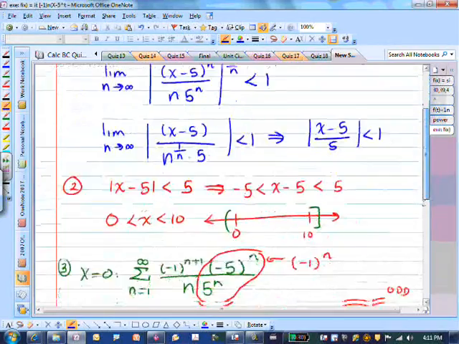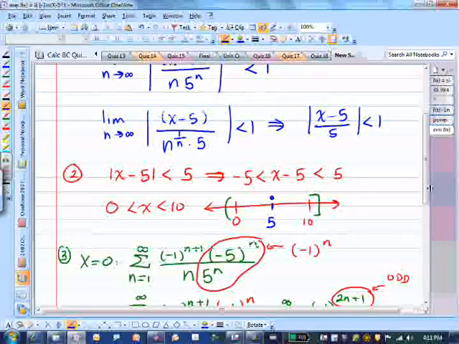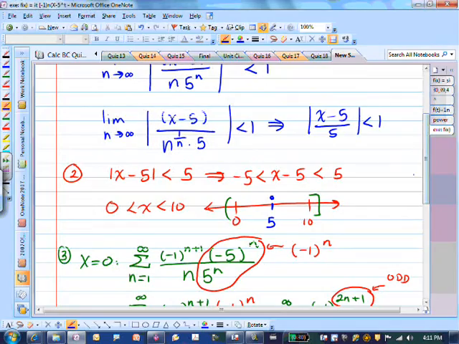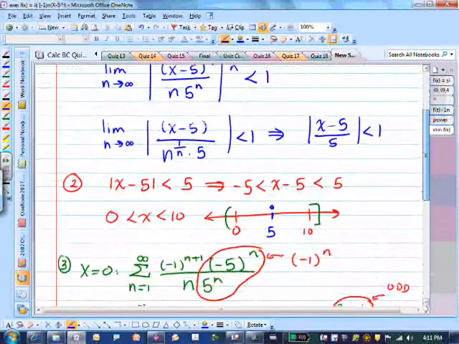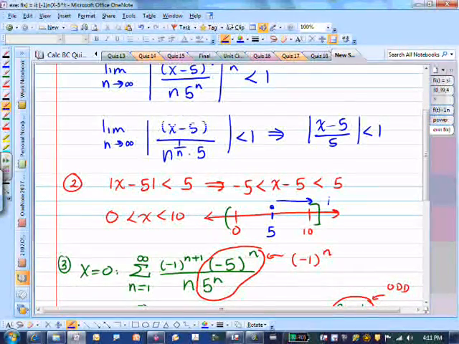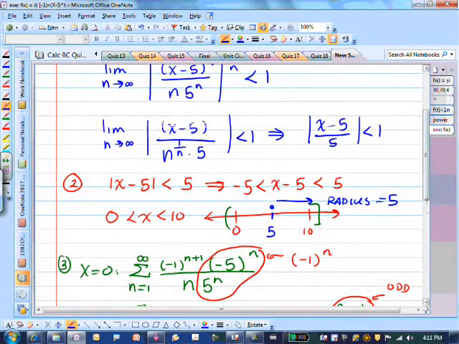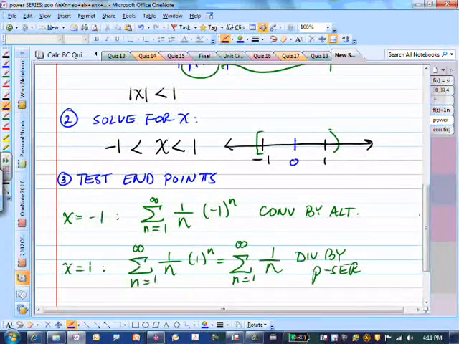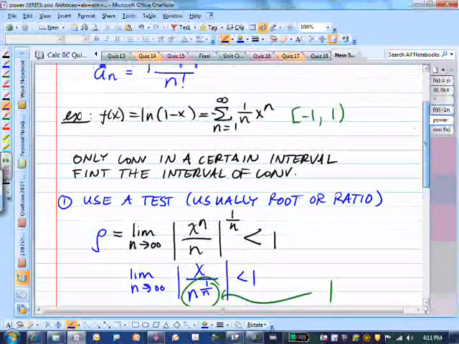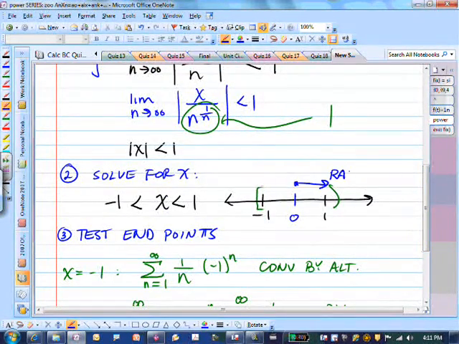One other thing I want to add is notice the center of this interval right here is going to be 5, which should come as no surprise because if you look at the original series, there is a shift of 5 to the right. One of the things the book is going to ask is what is the radius of convergence? The radius from the center to the endpoint is just going to be 5. And if you look at example 1, the center is 0, which we should expect because there's no shift anywhere in the x. And so the radius there, from center to endpoint, is just going to be 1.